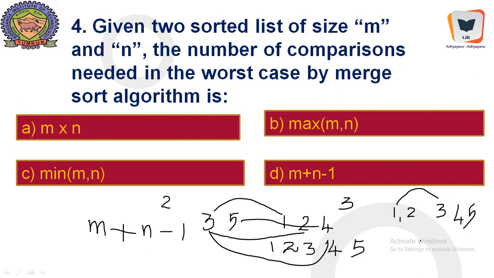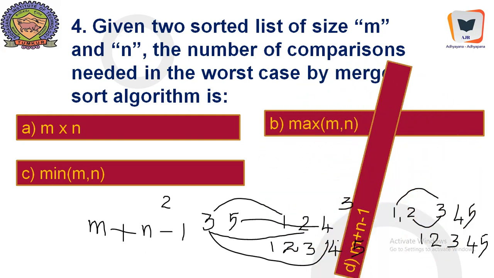1 and 3 will be compared, 1 will be placed. 2 and 3 will be compared, 2 will be placed in the sorted array. Then whatever remains will be simply placed over here. So it takes only 2 comparisons. Therefore, the question is under the worst case. So under the worst case, for any number of elements on both the arrays, here it is n, and here it is m, it's going to be m plus n minus 1. Yes, that is the correct answer.